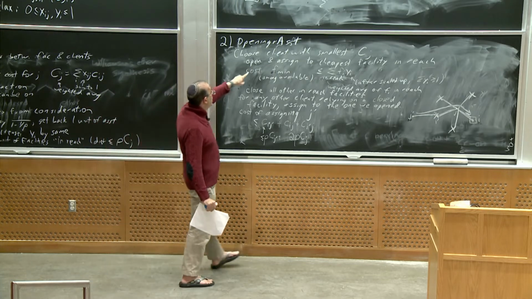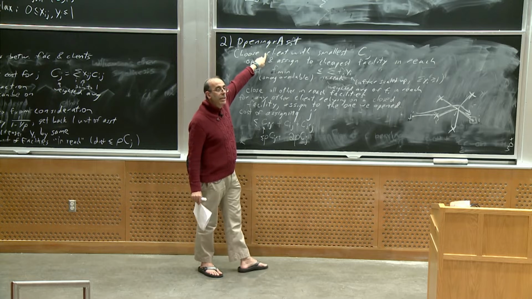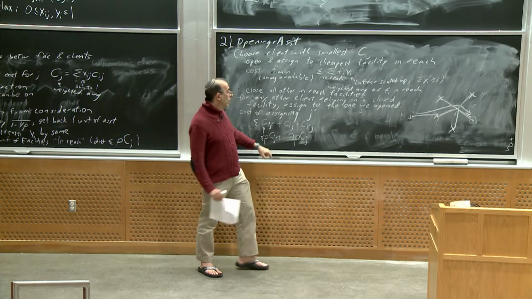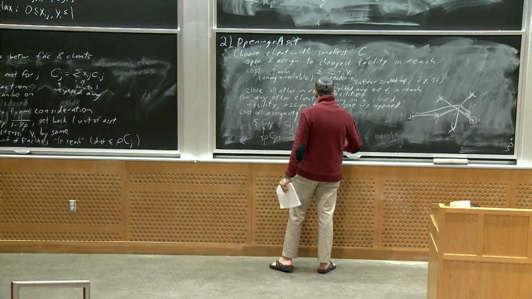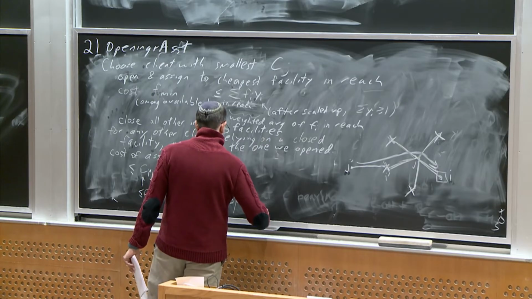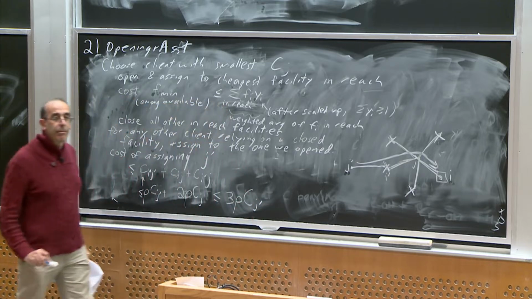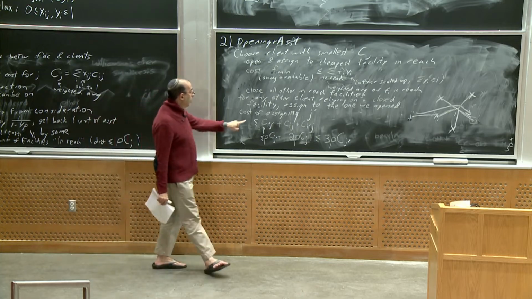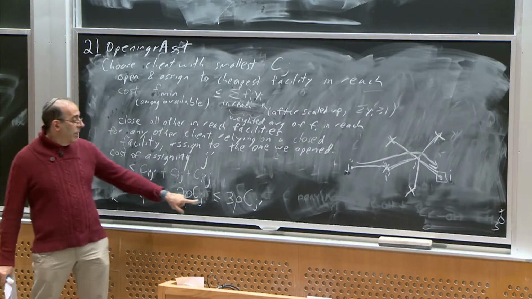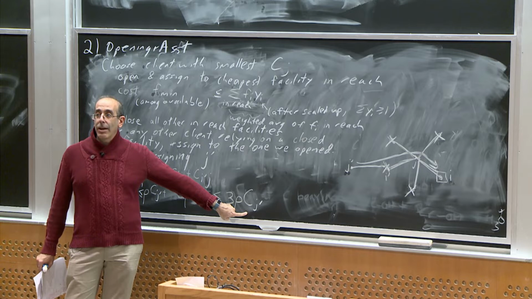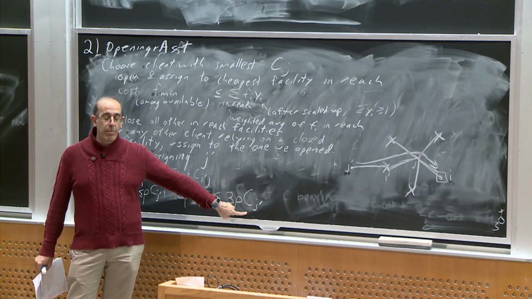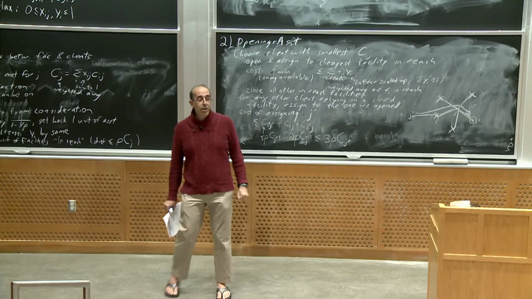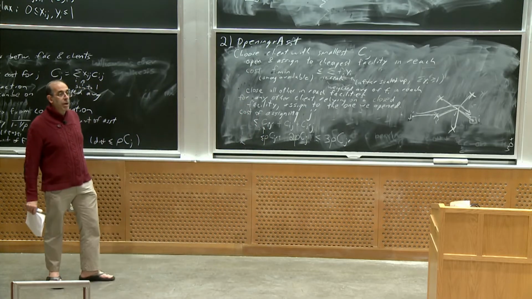Well, I chose J to have the smallest value of Cj, right? Which means that Cj prime is bigger. And so all of this is at most 3 rho times Cj prime. And this is exactly what I want, right? The cost of assigning J is bounded by something involving the fractional cost of assigning J prime.